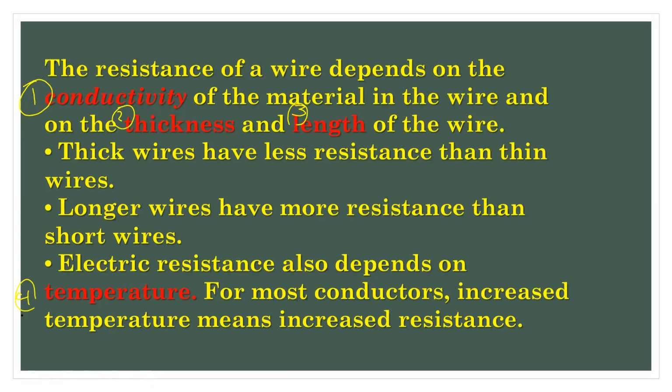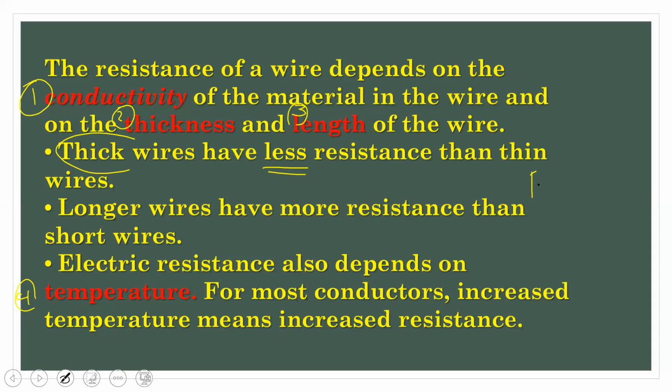So the resistance of a wire depends on the conductivity of the material of the wire. What does it mean? Is the resistance to the flow of charge in a plastic pipe the same as in a metal pipe? No. Because of that, it depends on the conductivity of the material, the thickness, and the length of the wire. A thick wire has less resistance than a thin wire, and a longer wire has more resistance than a short wire.